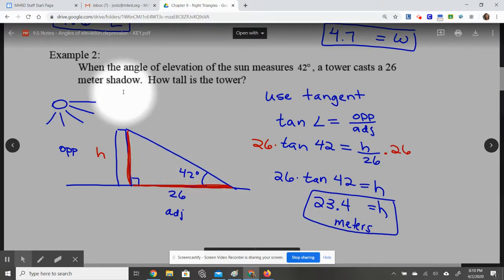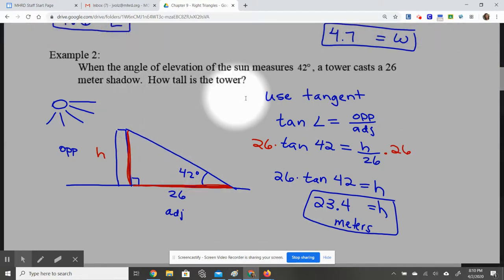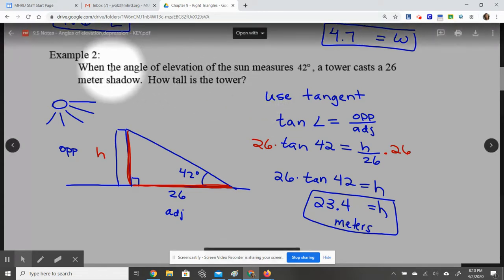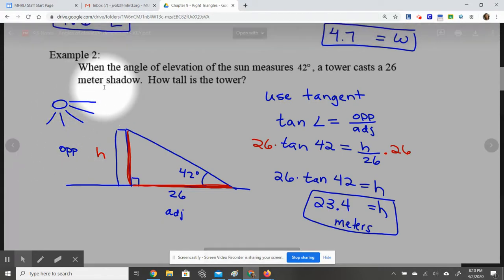It says, when the angle of elevation of the sun measures 72 degrees, there's that word, angle of elevation, a tower casts a 26-meter shadow. How tall is the tower?